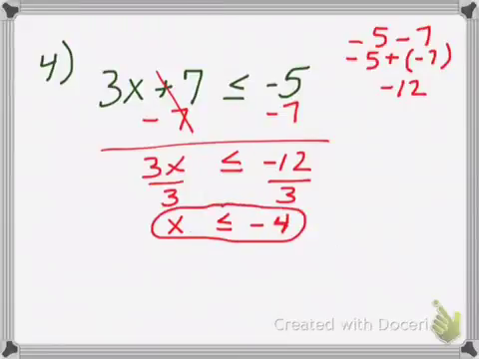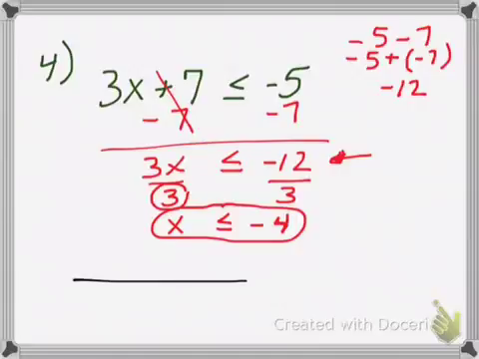So for this, I don't have to do my special rule because my coefficient was positive, even though here you might ask, well, don't I have to flip my symbol? But the coefficient is positive, not negative. So only do that with a negative coefficient.